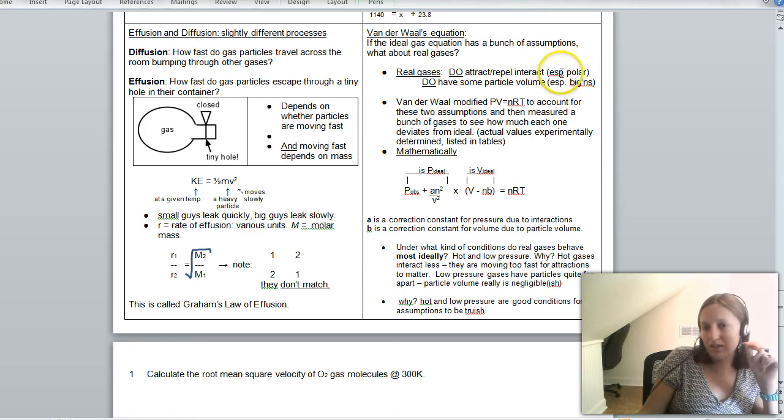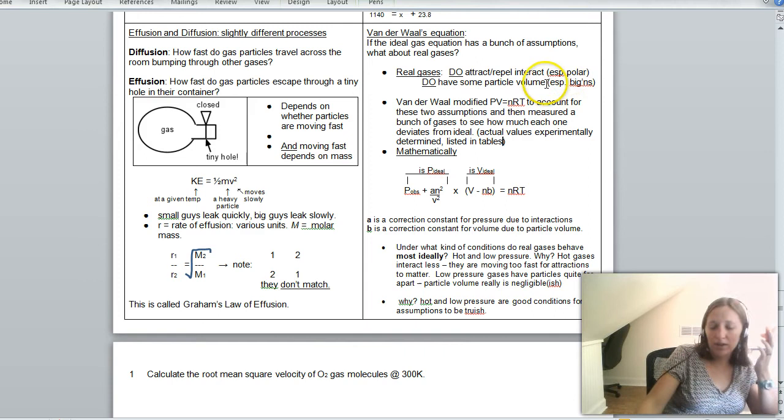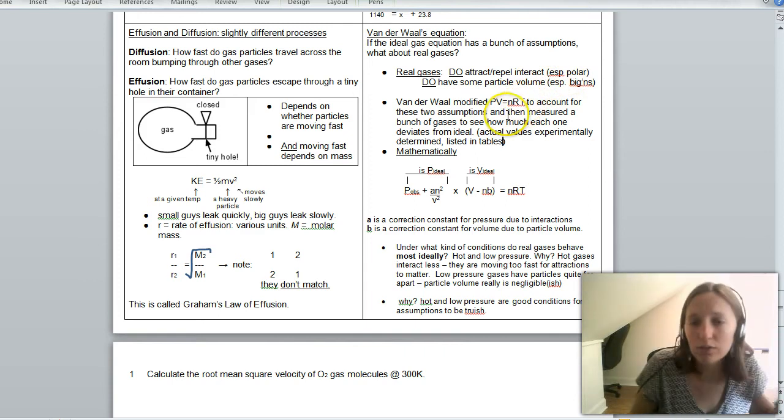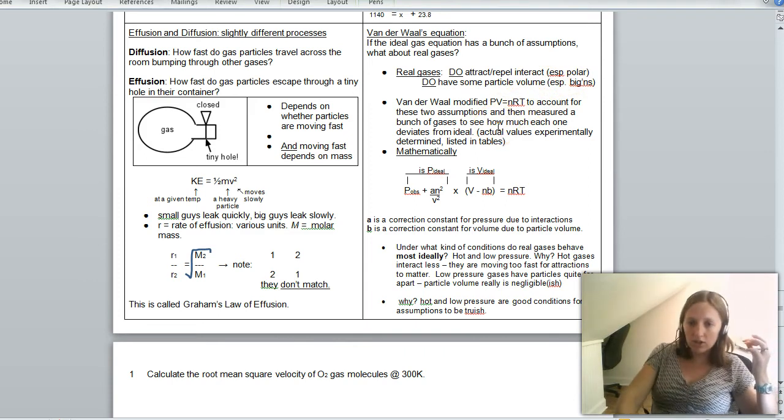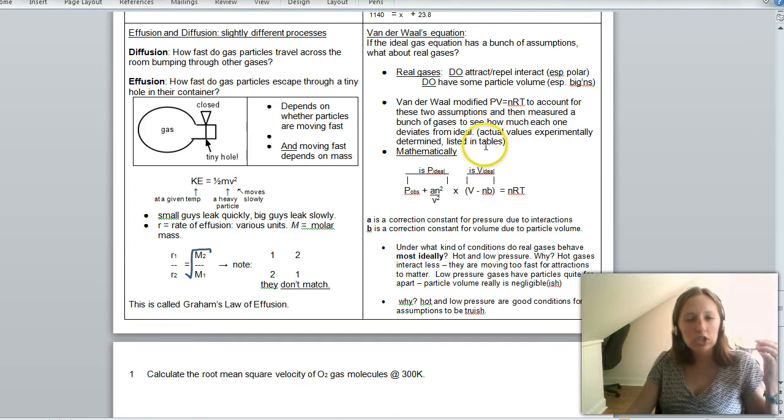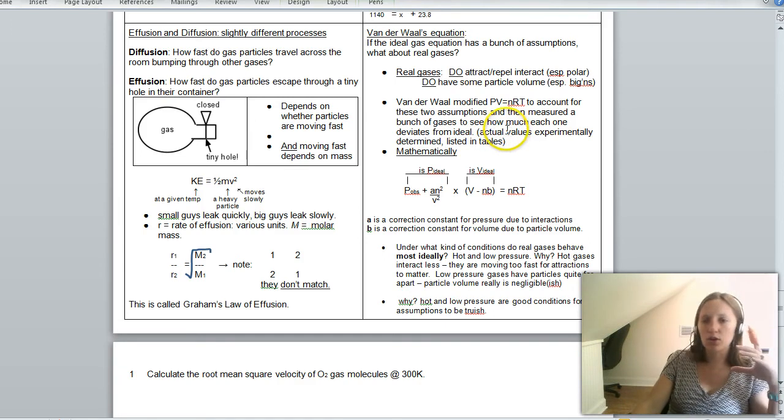Especially polar gases like ammonia are going to be quite attracty to themselves. And so the ideal gas equation doesn't really describe them as well. And large gases, for example, do actually take up some volume, especially if they're really crammed together. So if you've got a high pressure system with a large gas inside, maybe that gas takes up 1% of the volume. 1%. Yeah, normally it's really, really, really small.